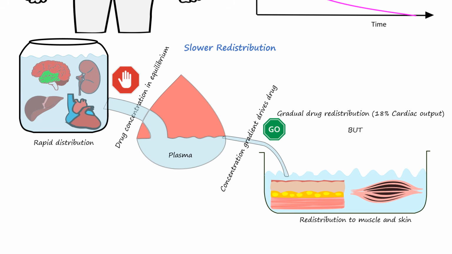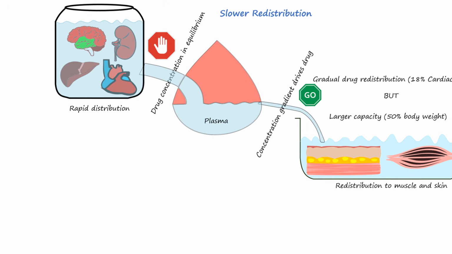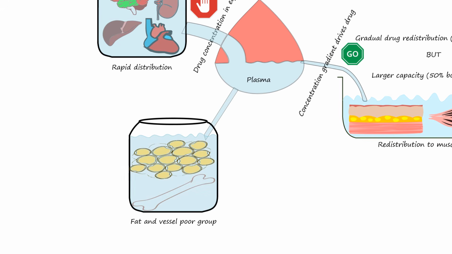Muscle tissue, particularly the fat within muscles, can act as a reservoir for lipophilic drugs, allowing them to accumulate and be released slowly back into the blood. Finally, the drug moves to fat and vessel-poor tissues like bones and cartilage, where distribution is much slower due to lower blood flow. Lipophilic drugs have high affinity for fat cells, serving as reservoirs for slow release later. That's all for now. In our next video, we will talk about volume of distribution.